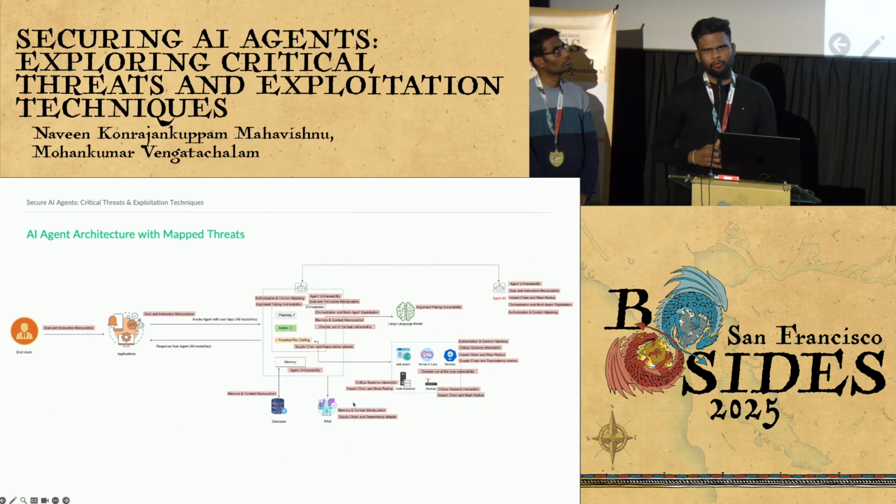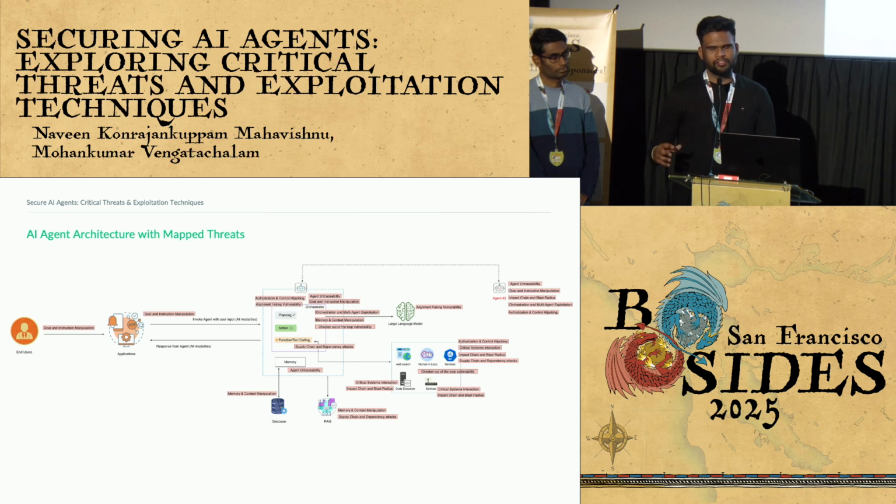Now let's talk about reality. This is the same AI agent architecture that we just discussed, but this time mapped with threats. Every layer of this architecture introduces new risks and vulnerabilities. At the user and application level, threat actors can manipulate goals and instructions right at the start, even before the input reaches the agent. You can think of something like prompt injection or instruction tampering.